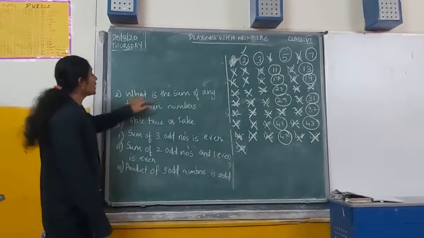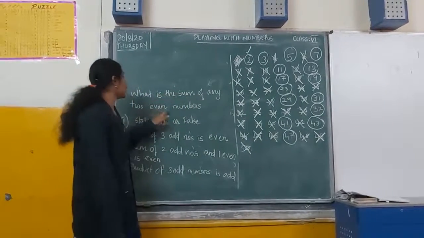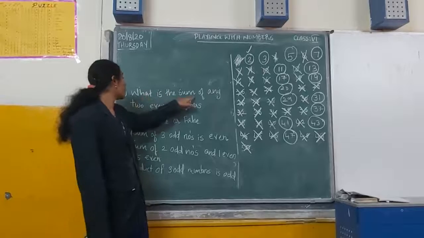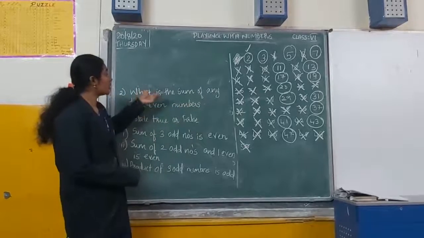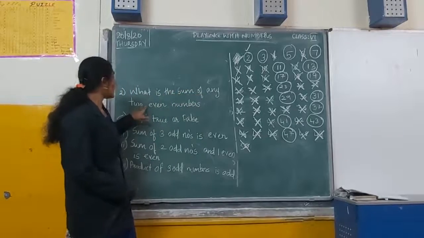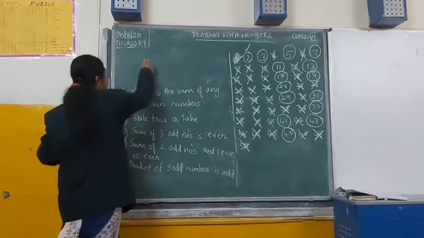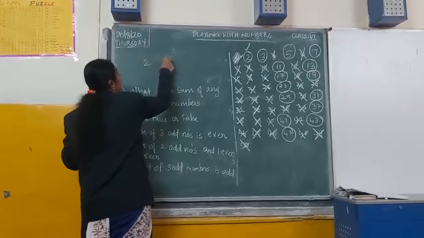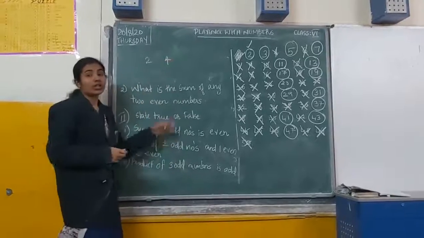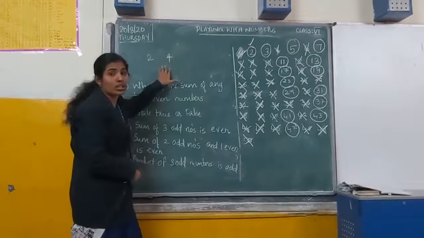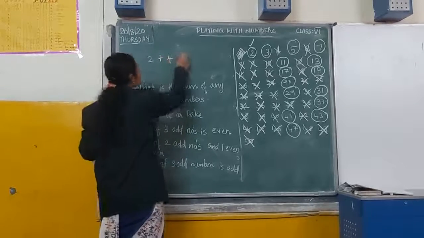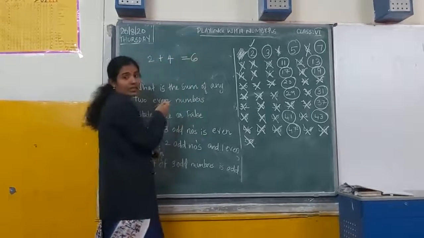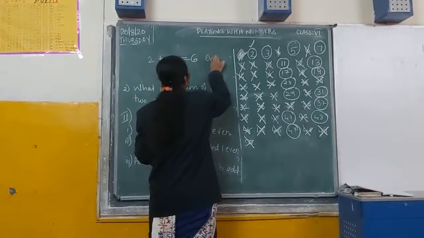Question: what is the sum of any two even numbers? To find the answer, I will show an example. First, you take any two even numbers, for example, 2 and 4. 2 and 4 are two even numbers. Take the sum of that. What will you get? 6. That is an even number.